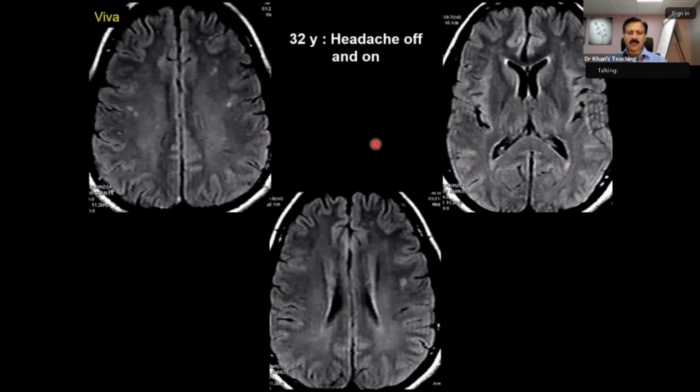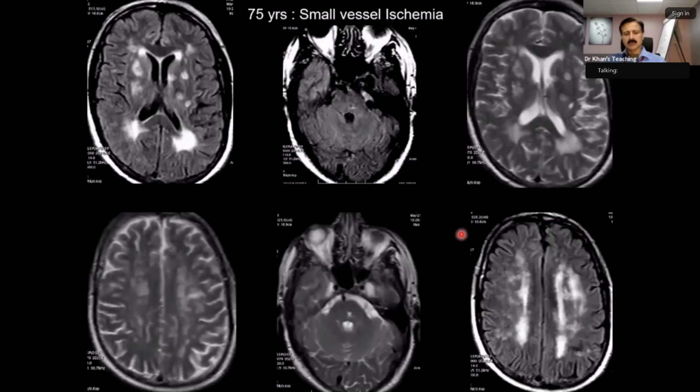This is a case of migraine. And just to make a point, in migraine, high signal intensity foci are punctate. These are quite often seen. The only thing to differentiate from MS is to look at the distribution. These are usually subcortical, and they are not the classical Dawson fingers and all those things which we learn for MS. And this is small vessel ischemia.